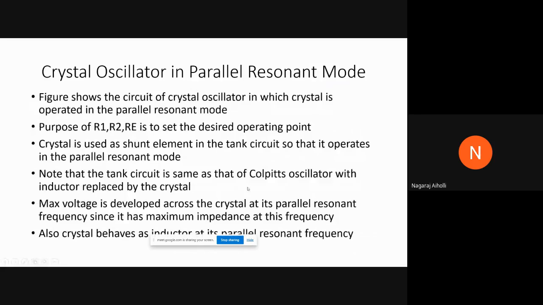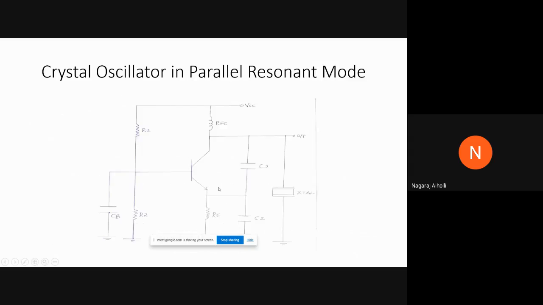The crystal is used as a shunt element in the tank circuit, connected in parallel so that it operates in the parallel resonant mode. The tank circuit is the same as that of the Colpitts oscillator. In the Colpitts oscillator, we have what, students? C1, C2, and L. Here instead of L, we have a crystal. That is the only difference between the Colpitts oscillator and the crystal oscillator in the parallel resonant mode. Fine.